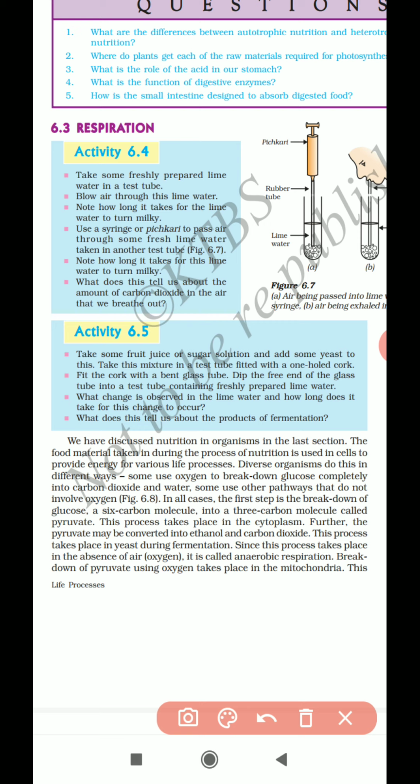So wherever oxygen is required to break down the glucose molecule, such type of respiration we are going to call aerobic respiration. Whereas some organisms which don't require oxygen, meaning in the absence of air or oxygen itself, break down the glucose or the food molecules. That kind of respiration is called anaerobic respiration. So this conversion of pyruvate into simpler products like carbon dioxide, water and energy takes place in the mitochondria of human cells. Got it clear?